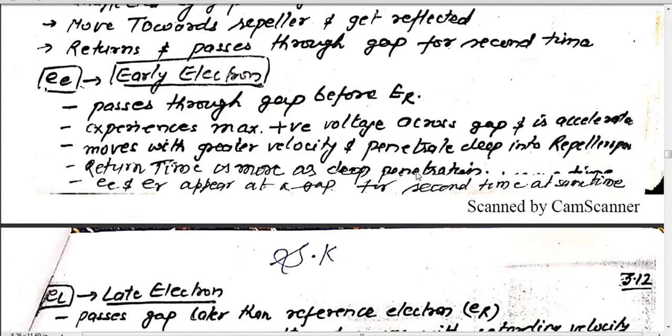Now, as we have seen, because this electron has more velocity, it moves into the repeller space more deeply, and because of this deep penetration, the time it takes to return to the gap will be more. So the early electron and the reference electron appear at the gap for the second time at the same time.